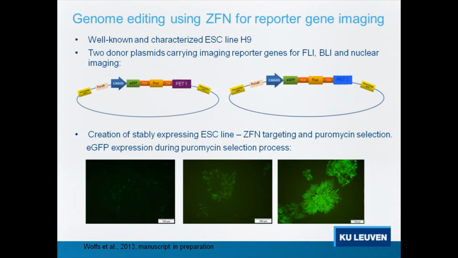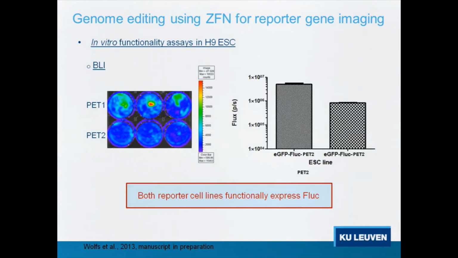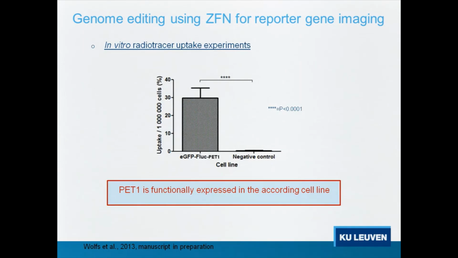We were able to show that our cells are nicely fluorescent, as you can see from the slides. The cells are bioluminescent, so the luciferase is active. This is the quantification of the signal. Controls are somewhere around here, so we have two orders of magnitude higher. And this is the radiotracer experiment showing that we have a very high uptake of the radiolabel in the cells compared to the control cells.